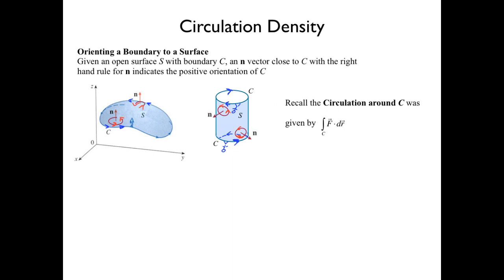Okay, so recall that our circulation around C, that's just our line integral, right? So it's given by the line integral. We could even make it one of these, right? So the circulation integral has a little circle on there. So it's a line integral, F dot dr.